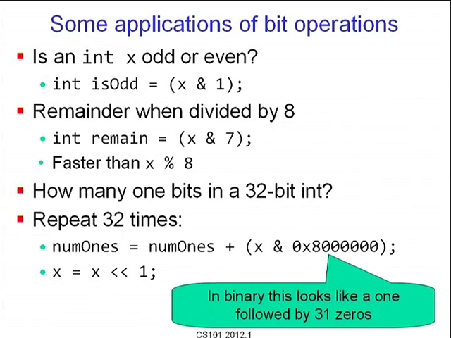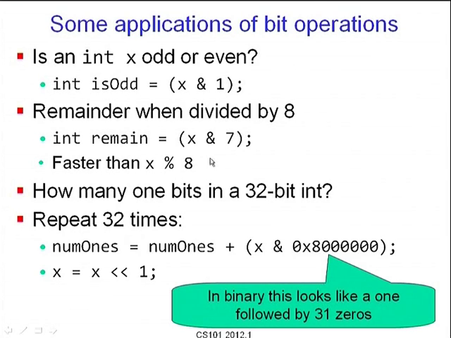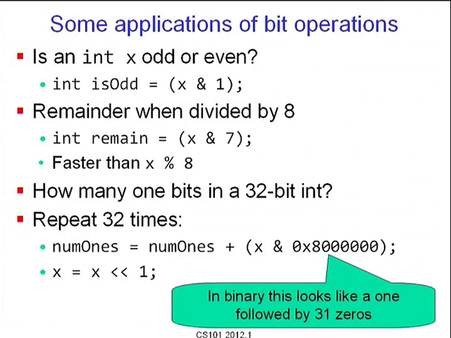To test if a number is odd or even, all you have to do is bitwise AND it with 1, right? This 1 value in binary will look like all zeros followed by a 1, and I am ANDing it with my original number. If the original number was odd, its last bit was 1, and the result of this AND is 1. Whereas if the original number was even, then its last bit was 0, and this ANDing will result in a 0. So is odd, which is a Boolean variable really, will turn out to be 0. To test if a number is odd or even, all you have to do is a bitwise AND with 1.